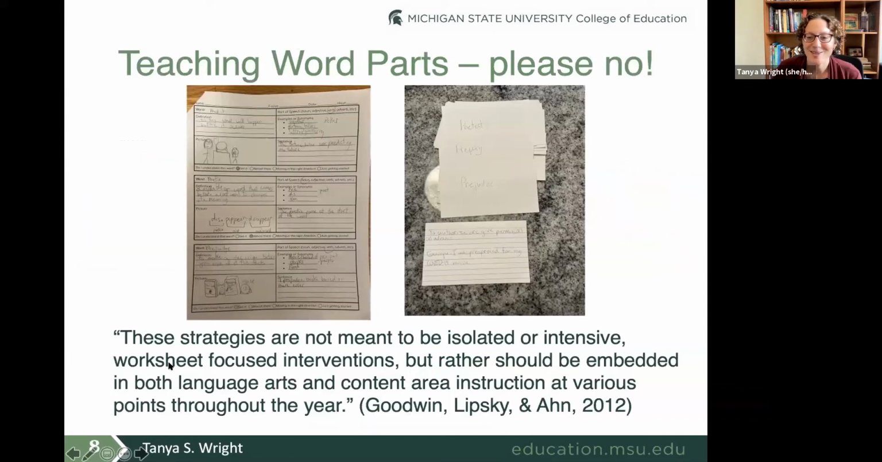Okay, so we're going to get up to teaching word parts. And I have a similar caution here to Nell. This is actually a quote from one of Amanda Goodwin and colleagues' articles in The Reading Teacher. And I believe it's one of the articles that is going to be shared with you today. But this is the quote from them. These strategies, or teaching kids morphology as a strategy, are not meant to be isolated or intensive worksheet-focused interventions, but rather should be embedded in both language arts and content area instruction at various points throughout the year.